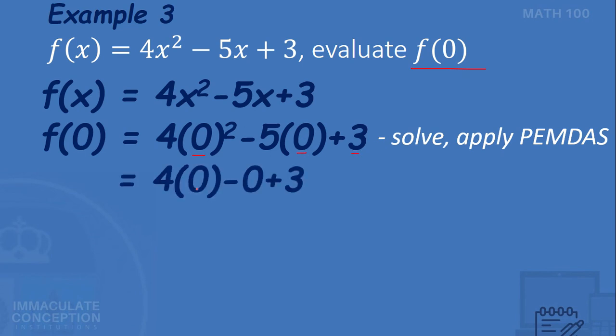0 to the second power is equals to 0. So we have 5 times 0, that is 0, and then plus 3. 4 times 0 is 0, minus 0 plus 3. So the final answer is 3.